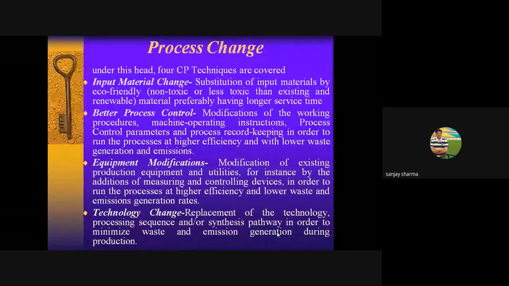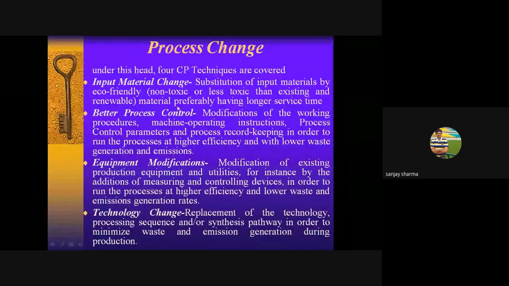Then process change. Under process change, the first thing to be followed is input material change. This is the substitution of input materials by eco-friendly, non-toxic or less toxic, and renewable material than the existing, preferably having longer service life. Like if we are using chromium, can we use less amount of chromium? I have given the example of electroplating by chromium.